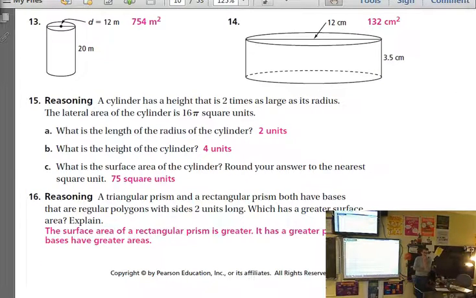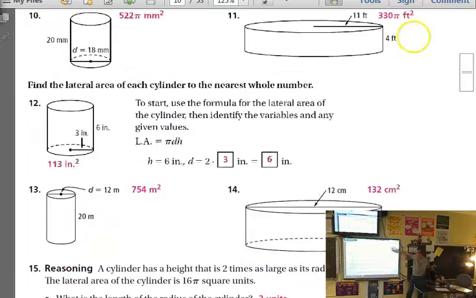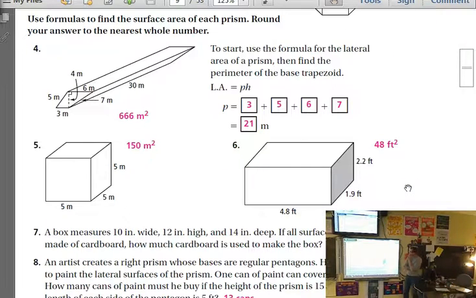Anything from 9 through 12? I had a quick question on number 4, sorry. You're okay. So what was your question specifically? I got a surface area of 396. Maybe you calculated the volume?